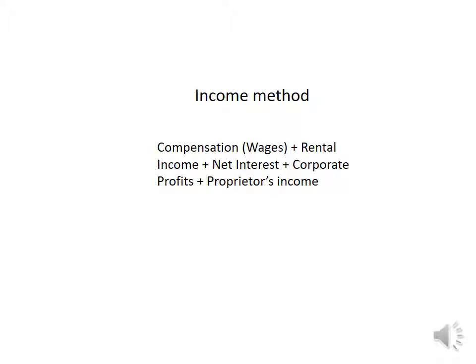Now, the income method is very straightforward, as you can see in your notes. Your compensation, your wages, all right, plus rental income, plus net interest plus corporate profits plus proprietors' income. Okay, you must remember these two different methods, how we calculate GDP. The previous one was calculate expenditure. This one calculates by adding up all the income components.